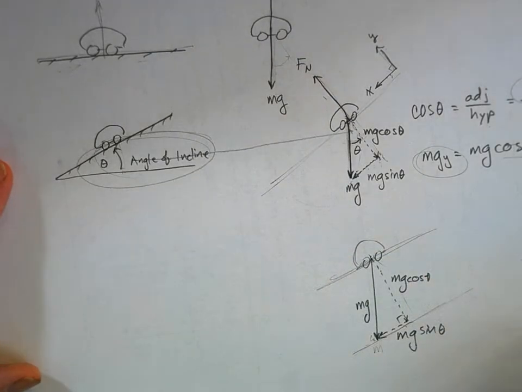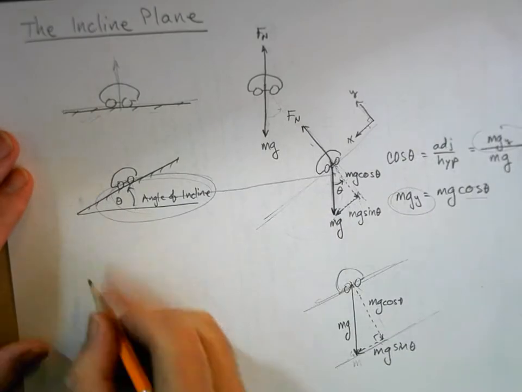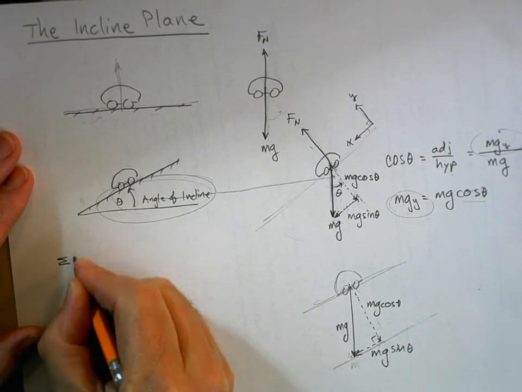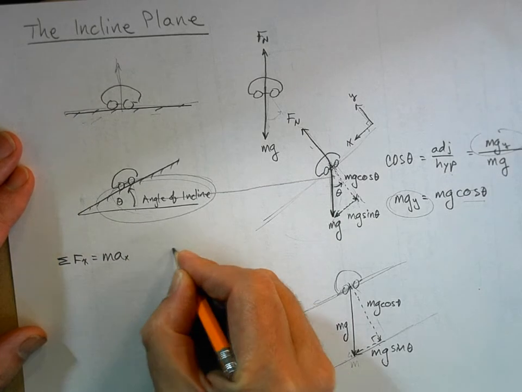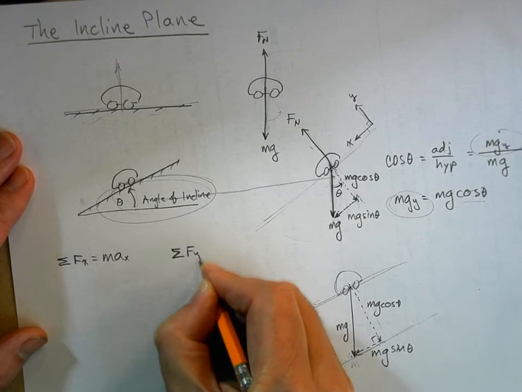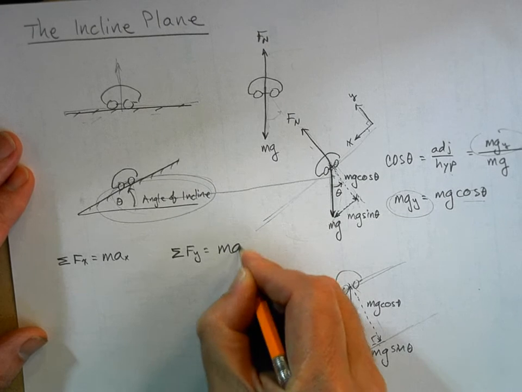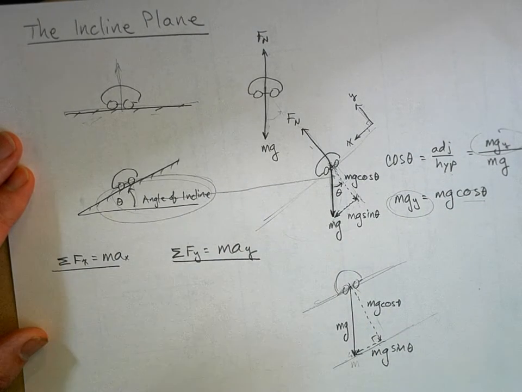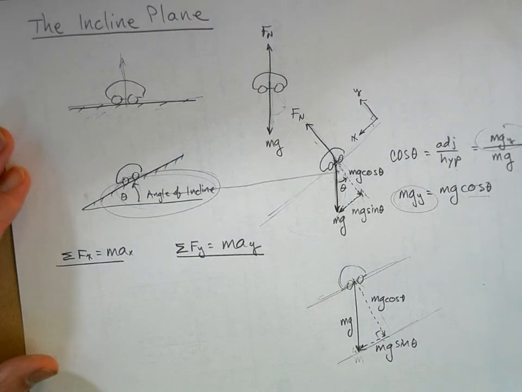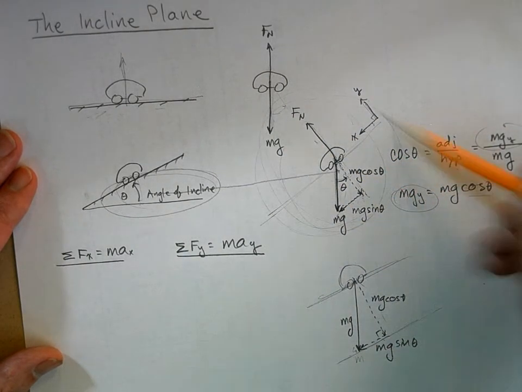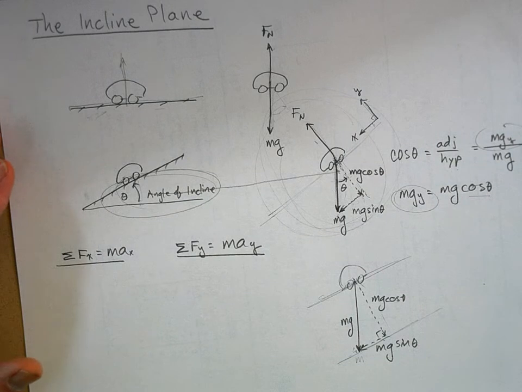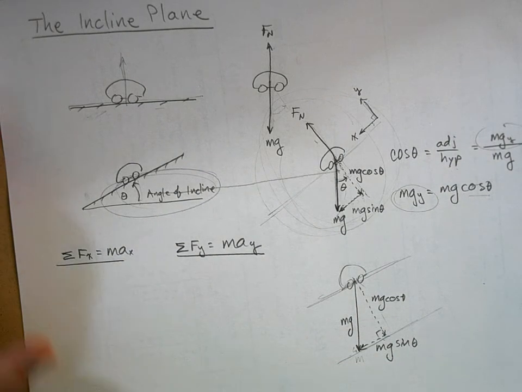Now we can go on to step 4 of our procedure. Let us sum the forces in the x direction equals ma in the x direction, and we will sum the forces in the y direction equals ma in the y direction. Now let's look in the x direction first. Look at the free body diagram. What forces are in the x direction? That is like this.